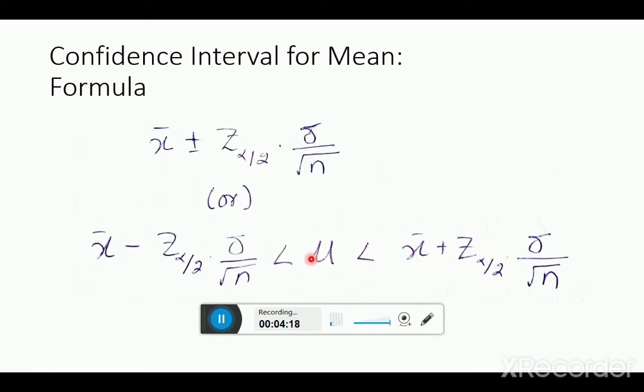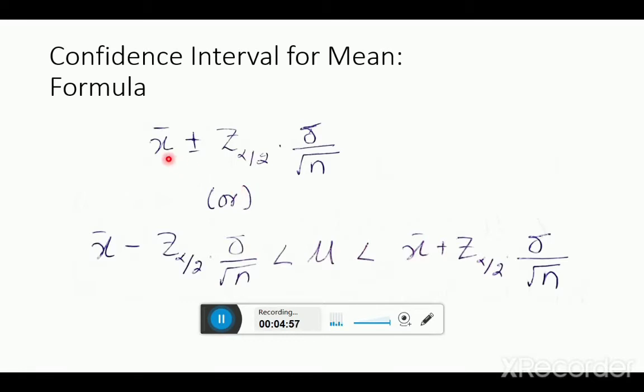Here there are two shapes of the formula. Look at here, here is the mu, the mean. Around this mean we are going to find a confidence interval. One value is greater than the mean and one value is less than the mean. It means that this is known as your lower limit, and here it is known as your upper limit.